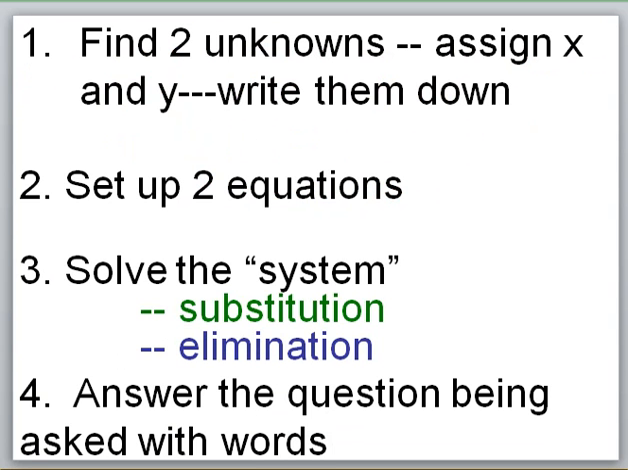The first thing we're always going to do is find the two unknowns. You can write them as x and y. A lot of times I'm going to use different variables just so I can abbreviate the actual word, like R for rate or C for current instead of x and y. Then we're going to set up the two equations, and then we'll solve the system either using substitution or elimination. And then we'll make sure that we've answered the question that's being asked of us.